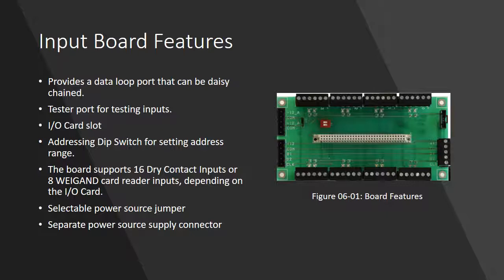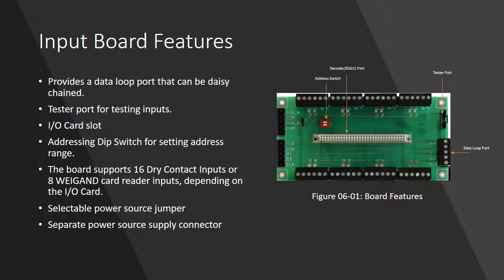So the first thing that you'll note when you look at the board is that you have the data loop port, just like every other termination board on the MTI system. Data loop port maps the same way, functions the same way as other boards. You have a tester port, which allows you to connect an MTI data loop tester to diagnose certain issues. You have an I/O card slot, which can either take the decoder board, the 81651, or the 81611, which is the WeGAN card reader board.